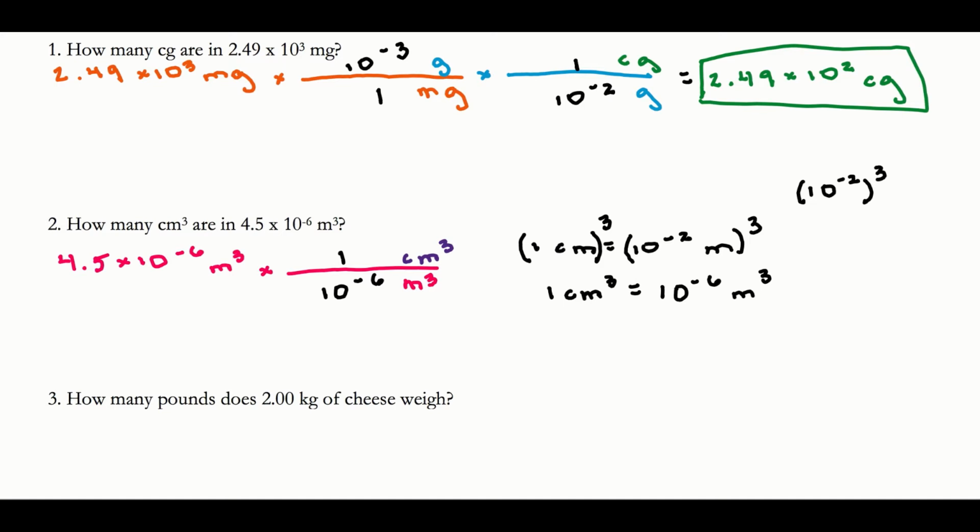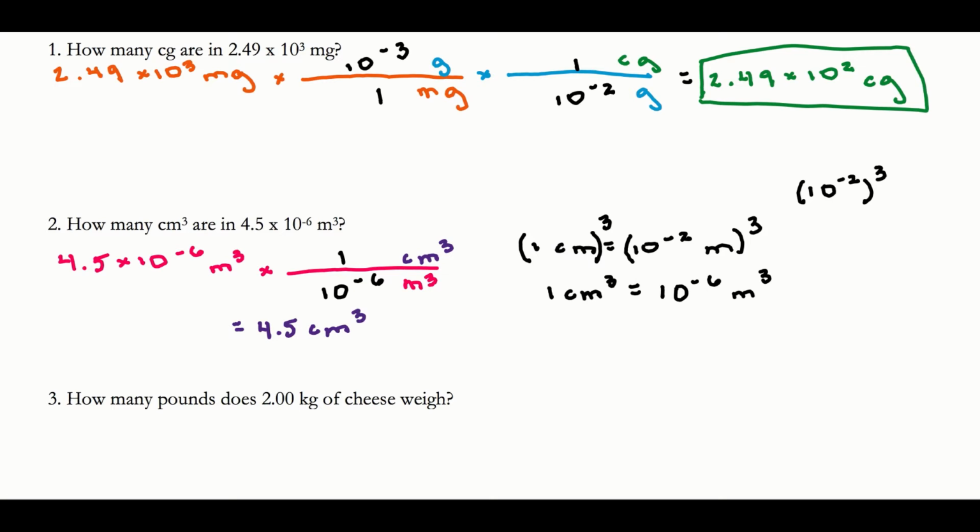So for my final answer, I'm going to take 4.5 times 10 to the negative 6, and I'm going to divide it by 10 to the negative 6. If you notice, the 10 to the negative 6's cancel, and you end up with just 4.5, and my units are centimeters cubed.